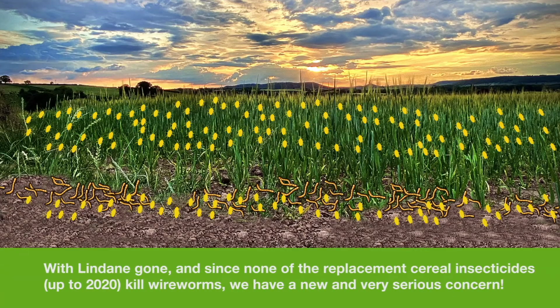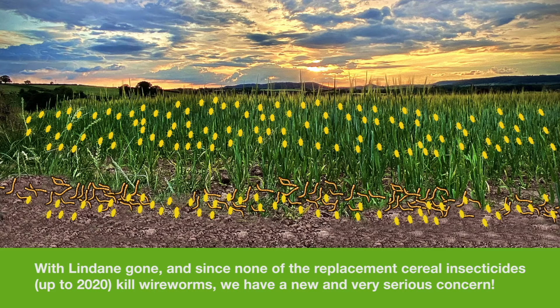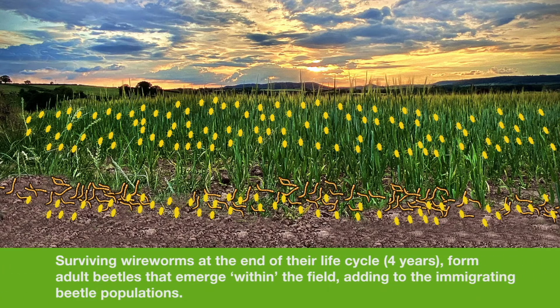Now, before 2007 in the United States, farmers used lindane every 3 to 4 years, which killed most wireworms that would arise from the eggs laid in that field. So they weren't really a concern. Wireworms weren't a concern for decades. Now that lindane's gone, and since none of the replacement cereal insecticides, at least up to 2020, kill wireworms, then we have a very, very serious problem on our hands.